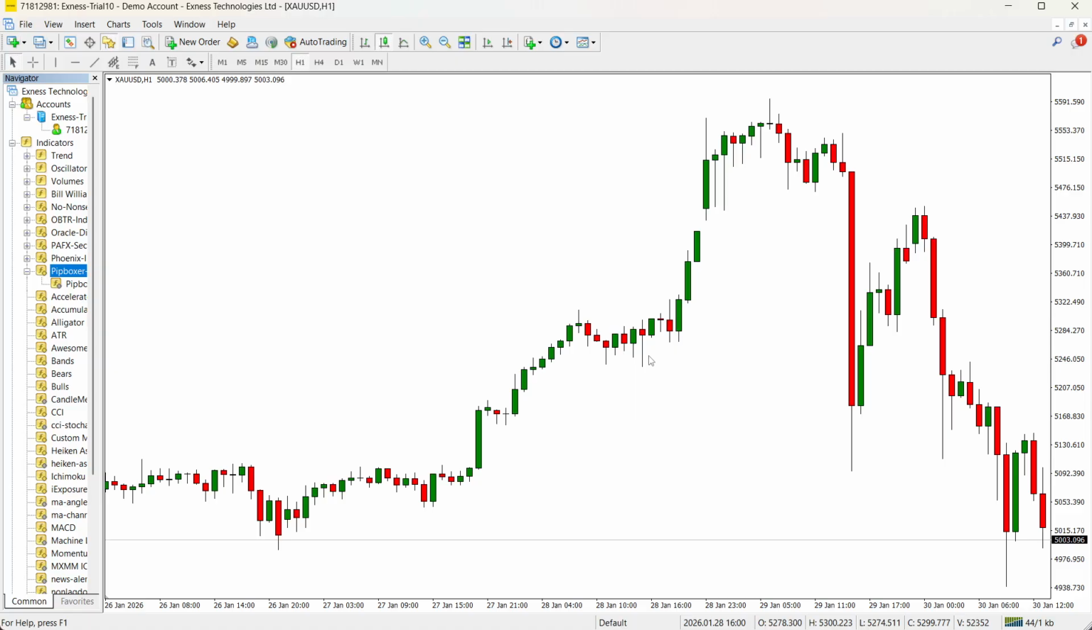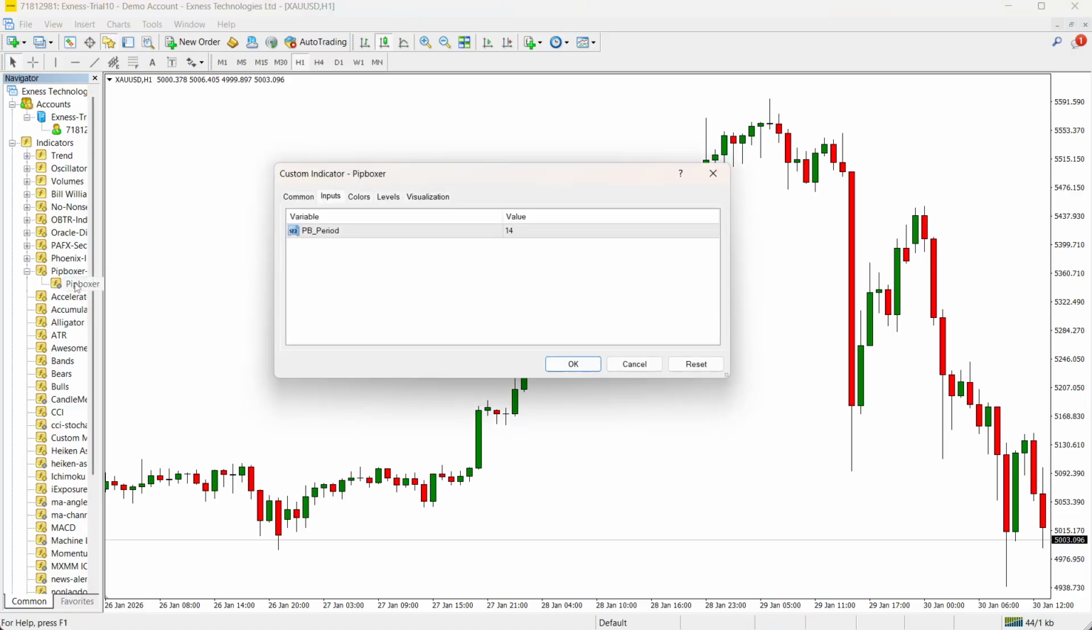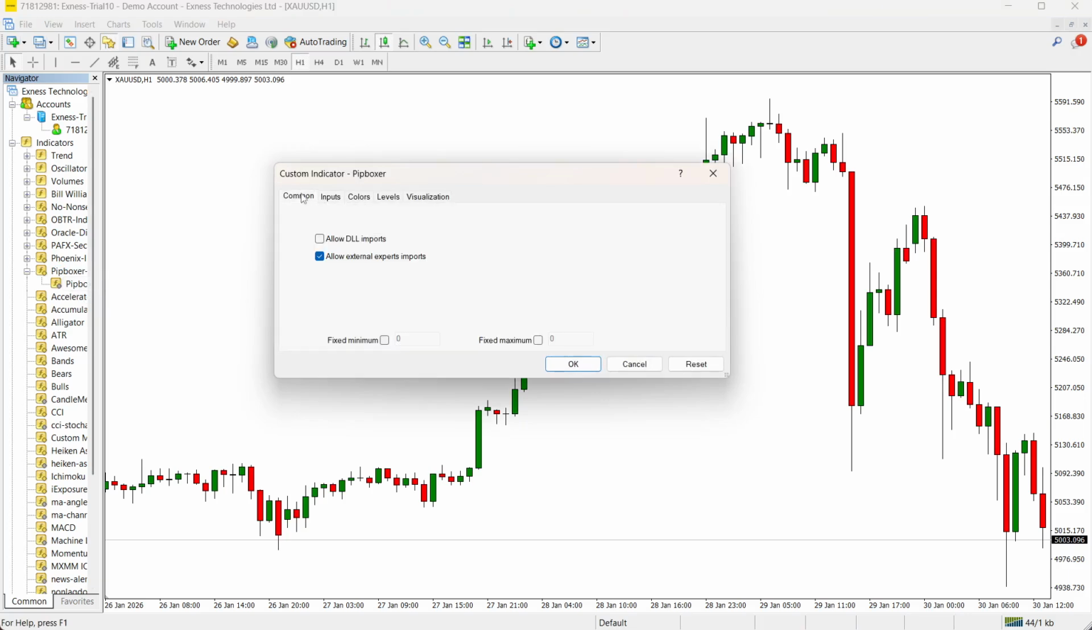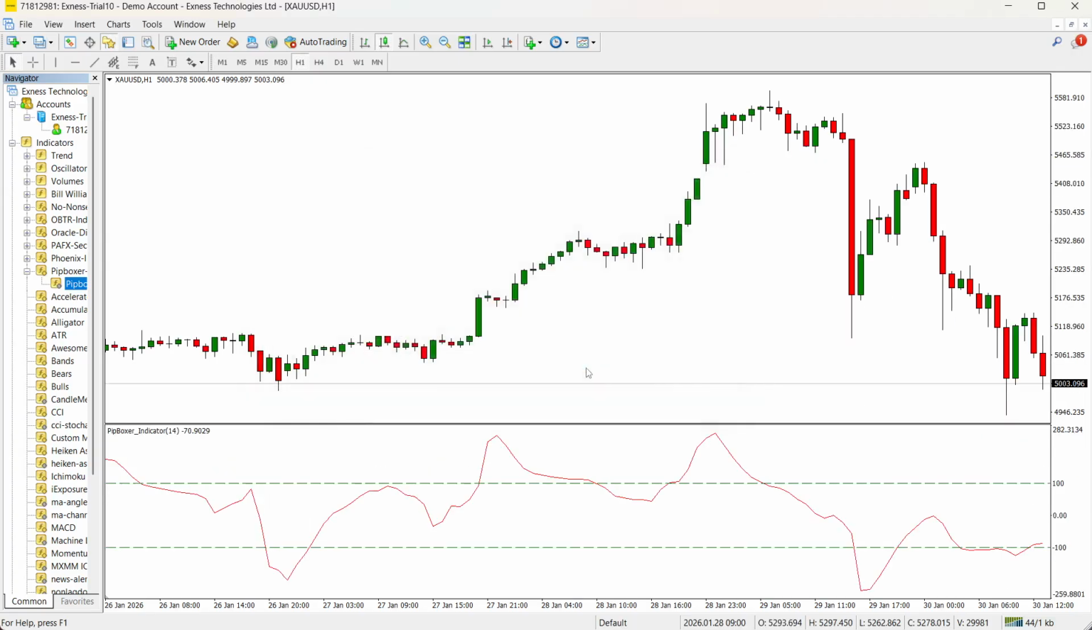At this point, I'm going to go ahead and load the indicator on the chart so you can see how it looks in real time. Remember, I want to allow DLL imports, and there we have it.